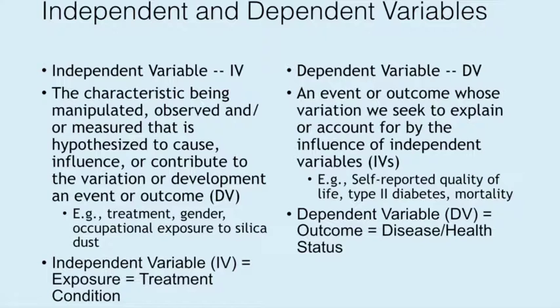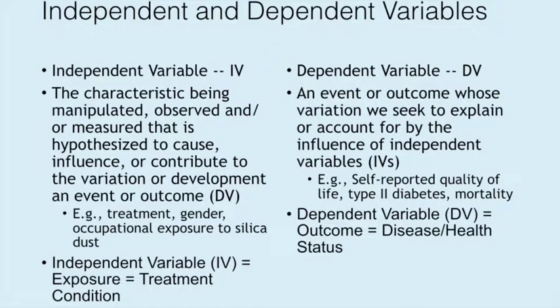The dependent variable is the event or outcome whose variation we want to explain or account for from the independent variable. So this could be a self-reported quality of life, type 2 diabetes, or mortality. It's also known as an outcome or disease health status. This variable depends on other factors that are being measured, and they're expected to change as a result of an experimental manipulation of the independent variables. So it's the presumed effect.